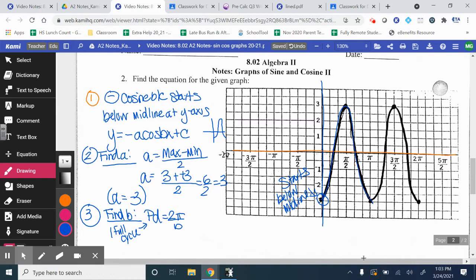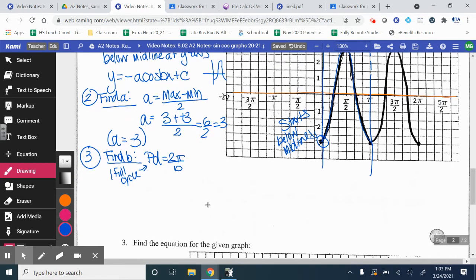So here I see there's 2 full cycles that are graphed. So where I end one full cycle is right at pi. So from 0 to pi, we completed one full cycle of cosine. That means our period is equal to pi. So I'm going to put pi in for the period and set it equal to my period formula. Put it over 1, cross multiply. Divide by pi, and I get b equals 2.